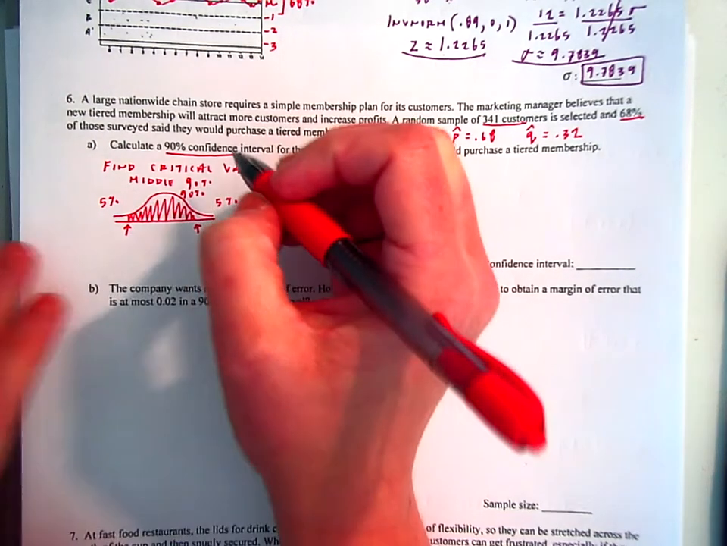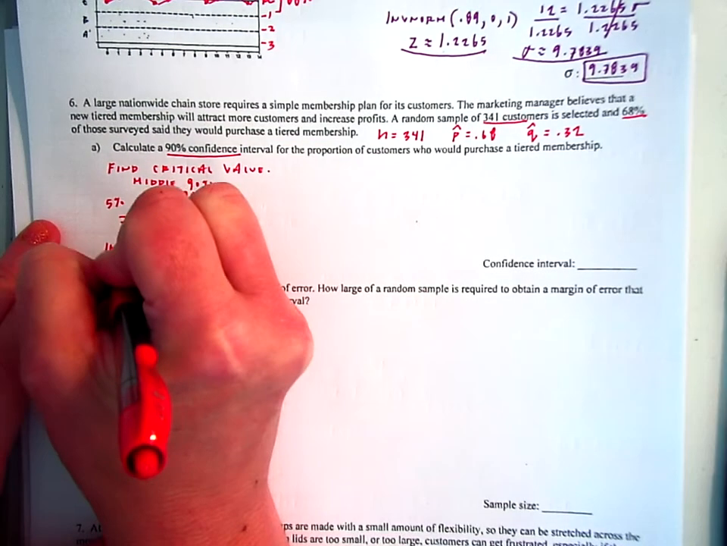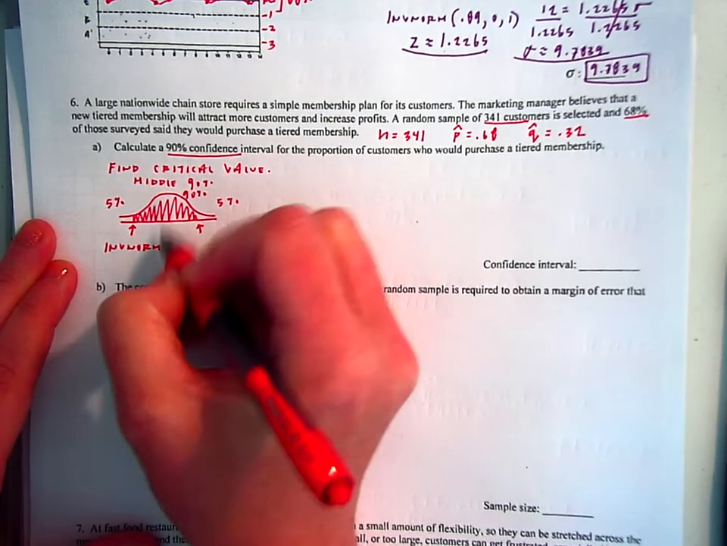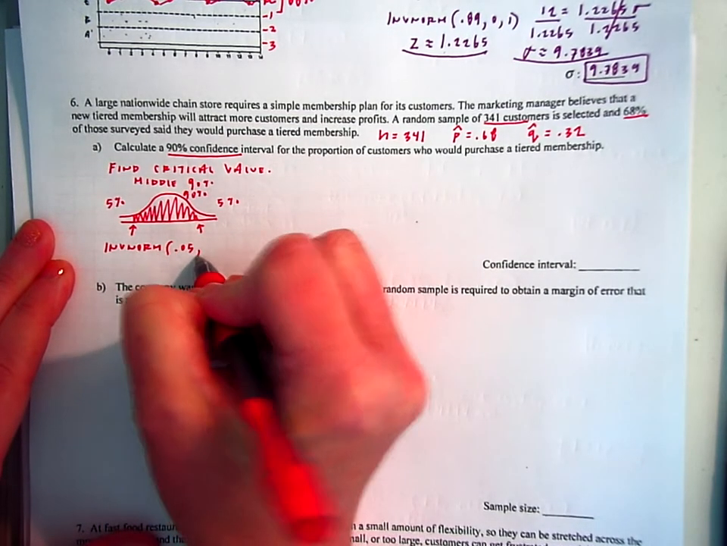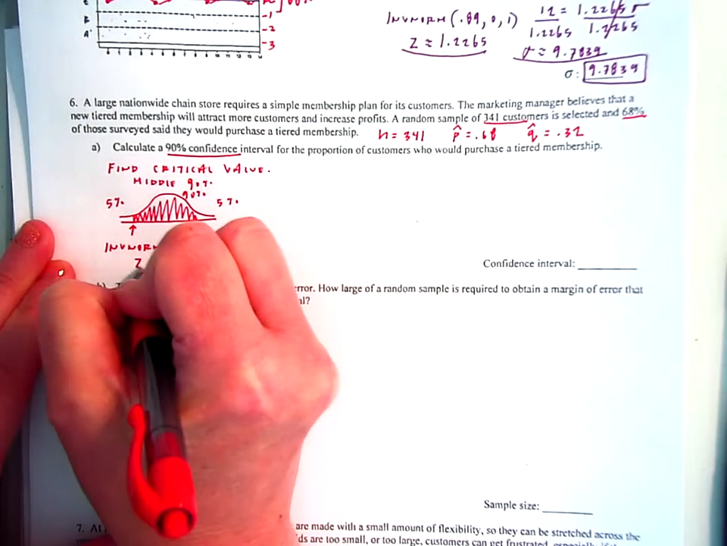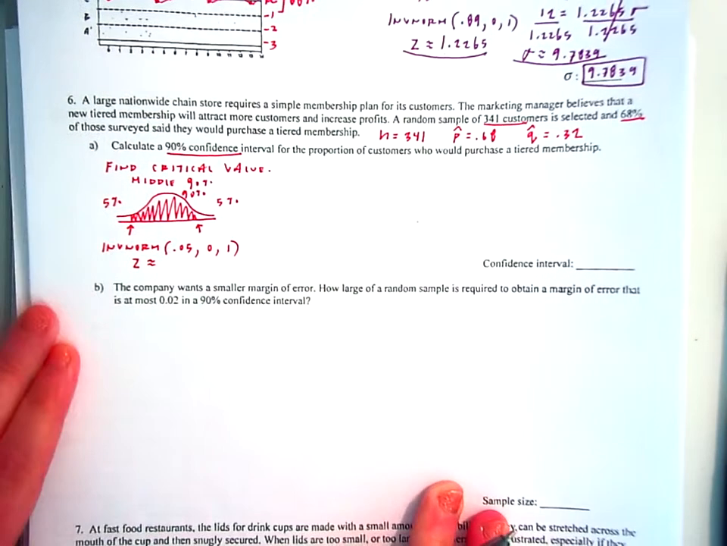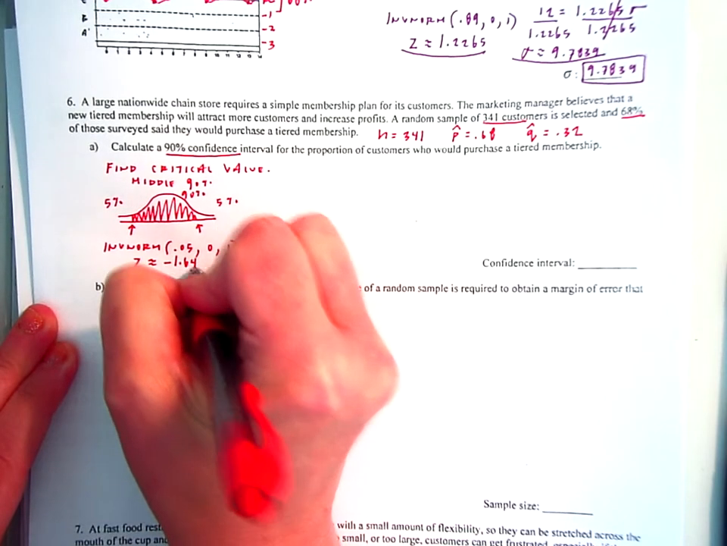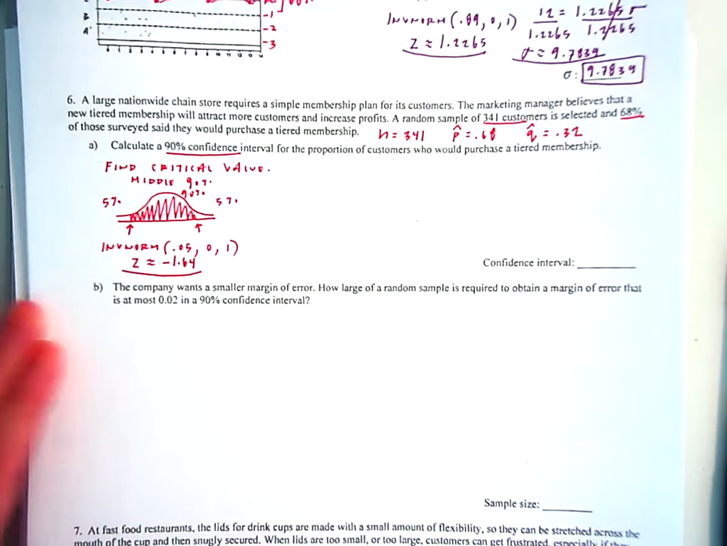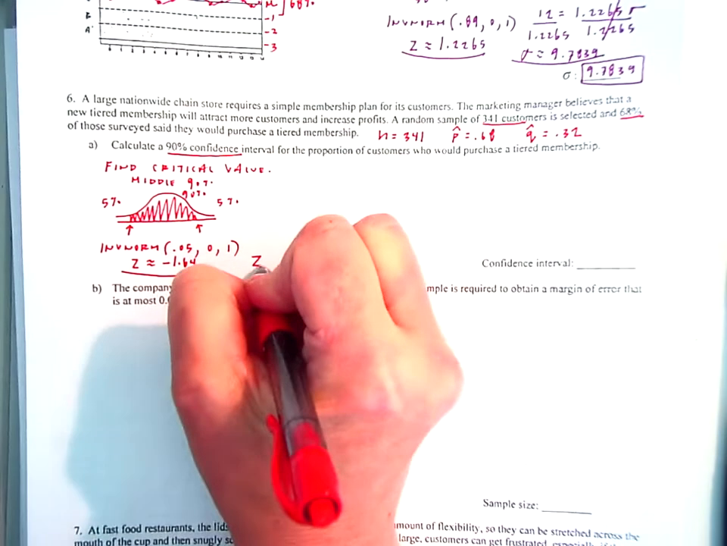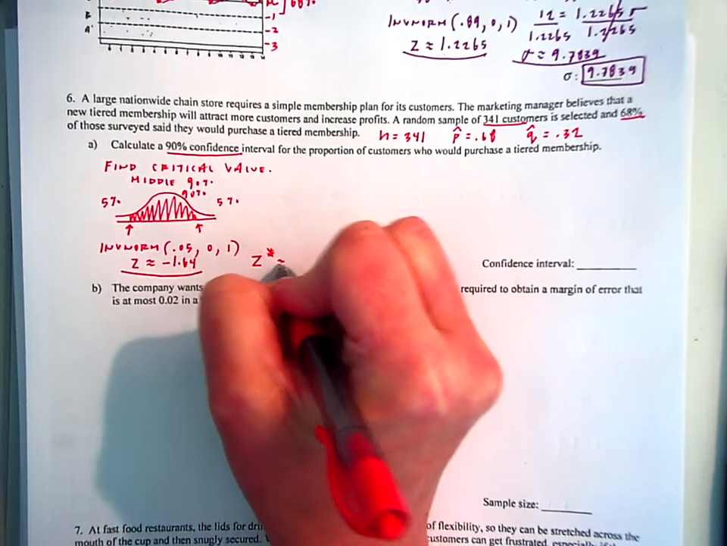So here I need to do inverse norm. Area here would be 0.05. Mean of 0, standard deviation of 1. That's going to pump out my z-score. So my z-score would be negative 1.64. Okay, for critical values, I've always had you take the z-score to 2 decimal spots. So here my critical value then would be 1.64.